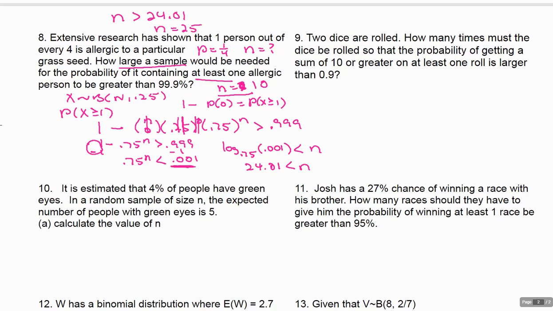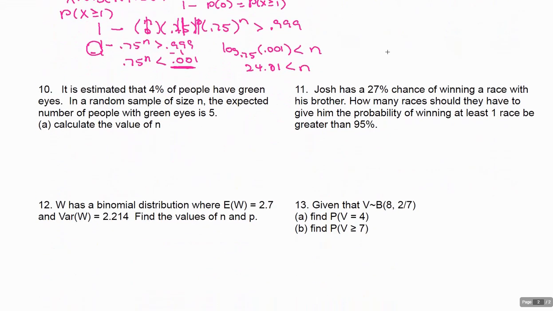Okay, yeah. Okay? Now, take a look at number 11. It's the same kind of thing. What's our probability of success? 27.27. And then you'll notice that they want to know how many races. Now, each race is a trial. He either wins or he loses. So I don't know n again.